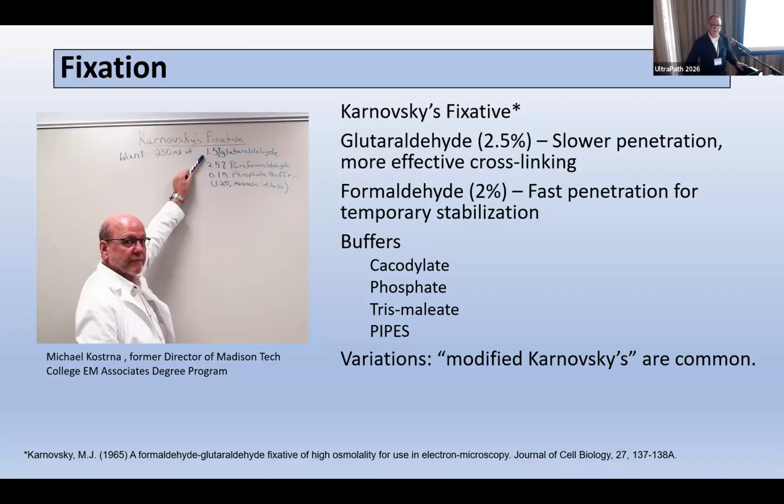You think it's called Karnofsky's, the modified, and then there's Sorensen's buffer, which is, I know exactly what it is, but 0.1 molar, 0.2 molar, phosphate buffer, phosphate buffered saline, PBS. I've seen all four called Sorensen's in a particular lab. Speaking of buffers, cacodylate, phosphate, there are many different buffers you can possibly use.